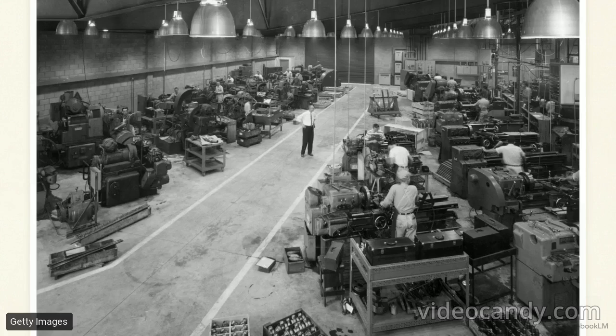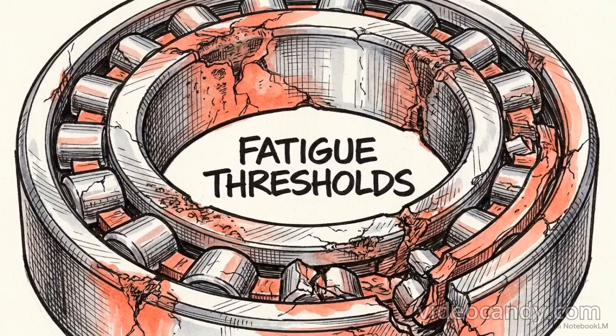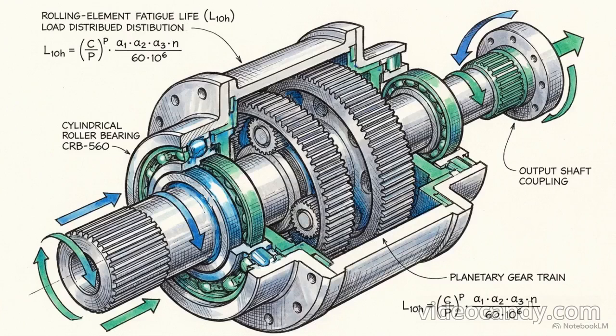Which brings us to a final computational question. Now that we understand the physical limits and geometric shapes of these components, how do engineers mathematically predict the exact timeline of a bearing's failure? To master the mechanics of heavy machinery, your next step is to investigate the exact mathematical formulas behind calculating rolling element fatigue life.